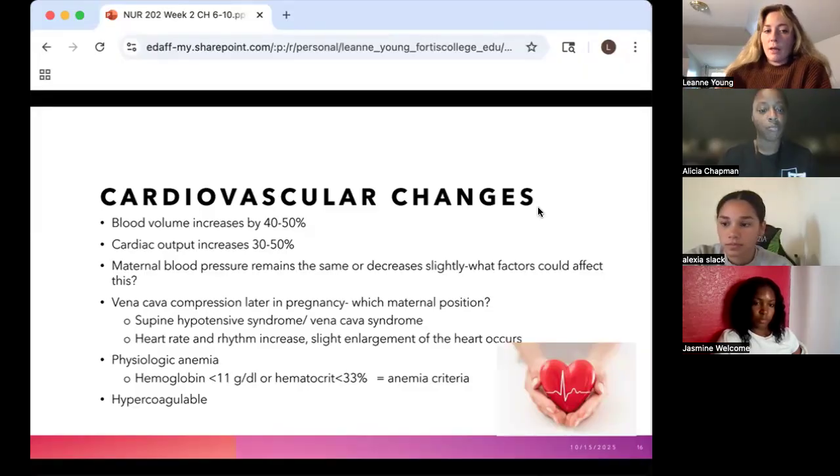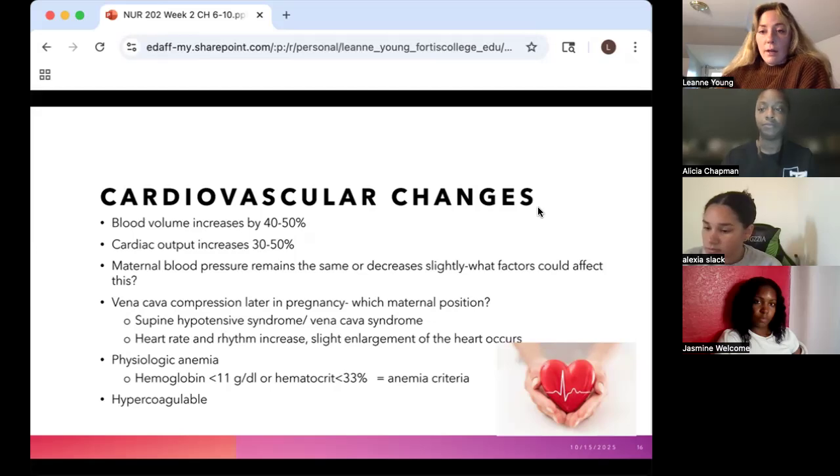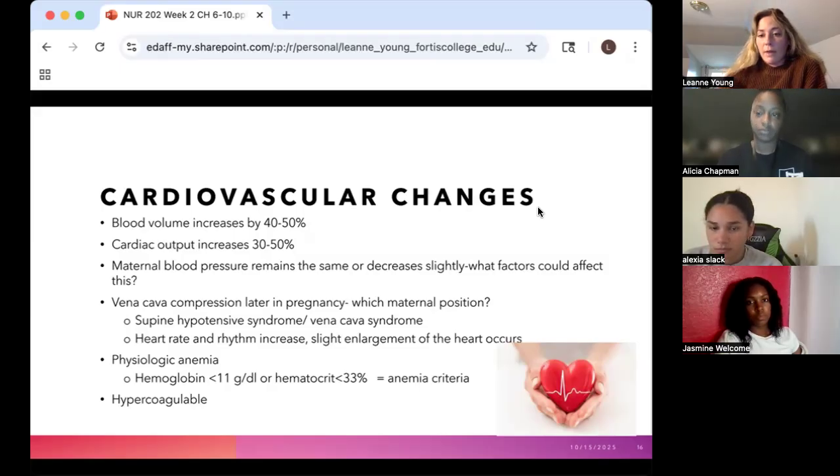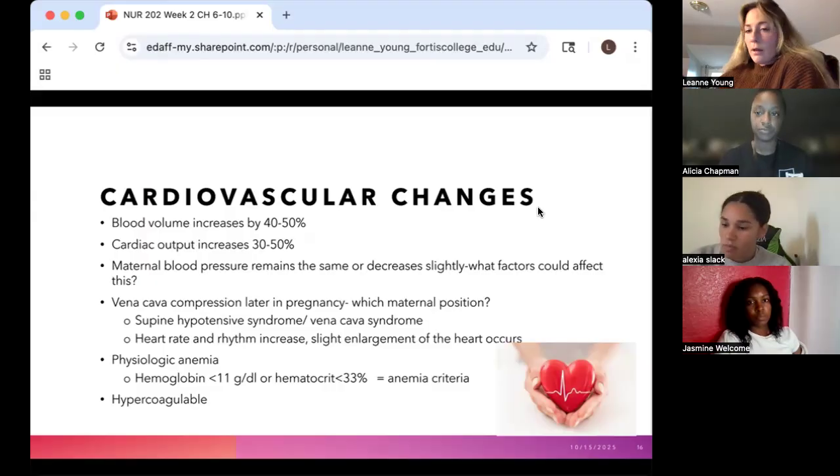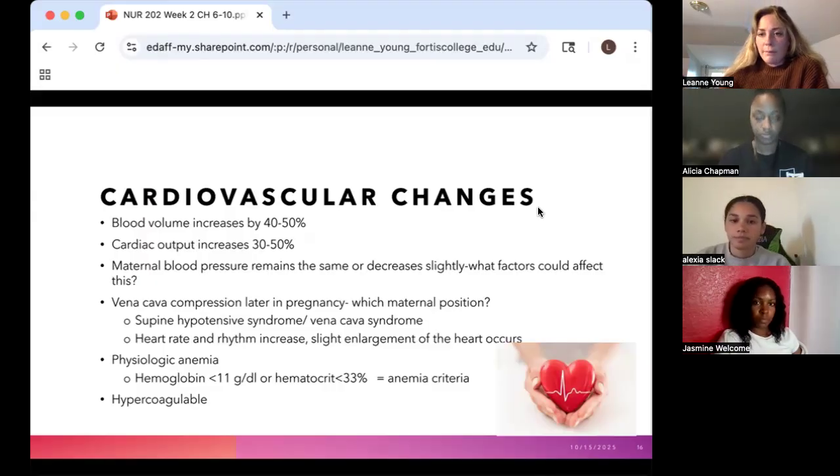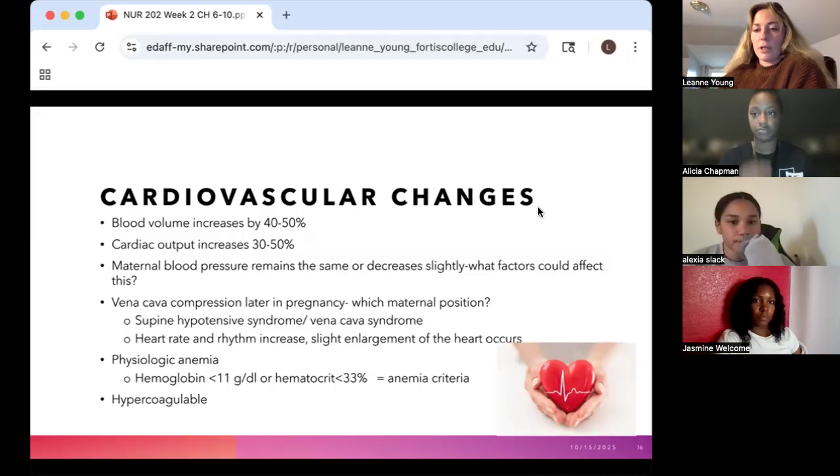Women in pregnancy are also hypercoagulable. So we need, as nurses, to make sure we're giving really good education on, hey, you're at an increased risk for blood clots. That's just something that happens with pregnancy. So wear your compression socks if you're going to be on your feet for a long amount of time. If you're flying on a plane, there's nothing that says you can't fly on a plane. Just make sure you have your compression socks. You're getting up, you're moving, you're moving your feet around.